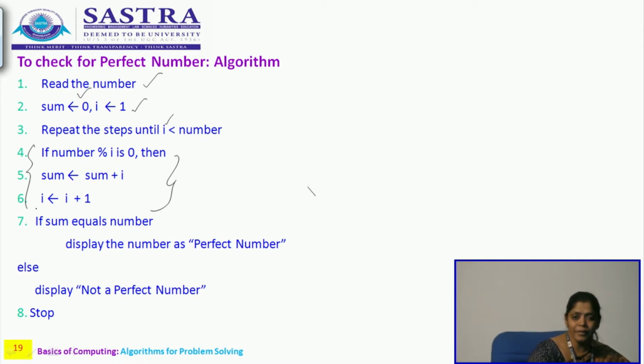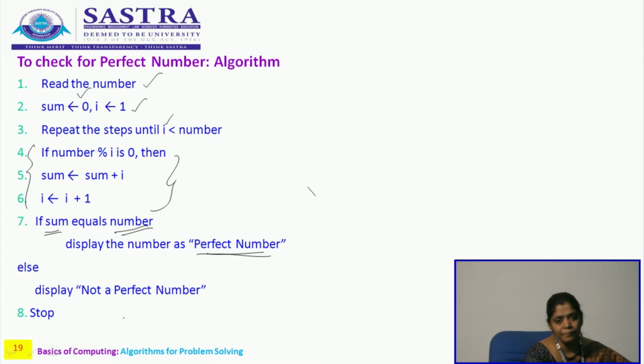Once you come out of the loop, you will have the sum in the variable sum, which has to be compared with the original number. If both are the same, then you declare it a perfect number. If they are not equal, then it is not a perfect number. We will take two cases: one is a perfect number, the other is not a perfect number. We will see how the algorithm reacts to both cases.